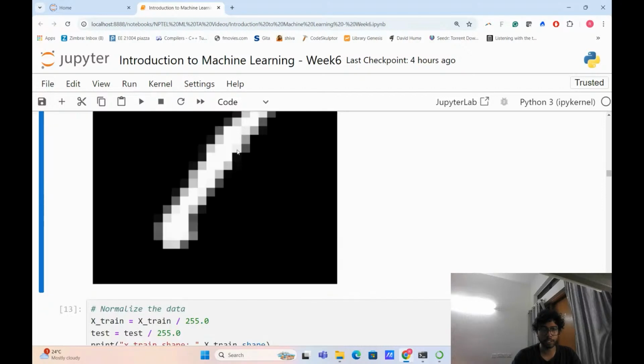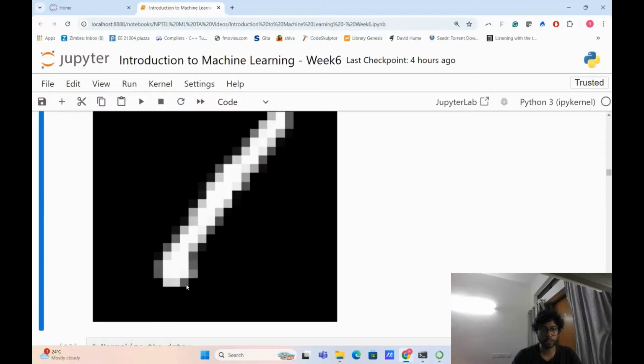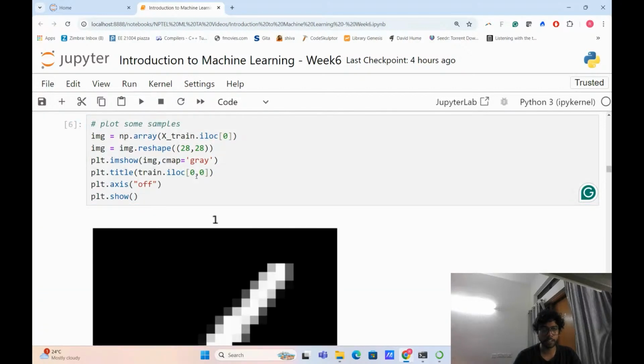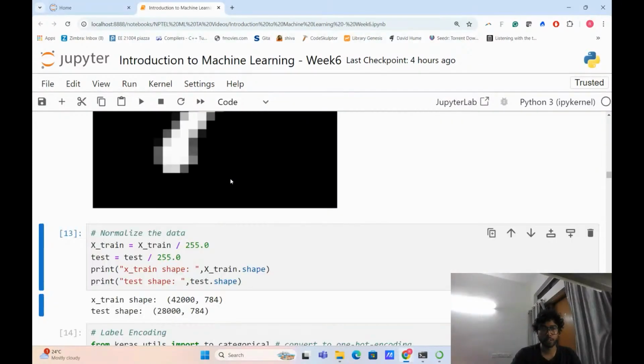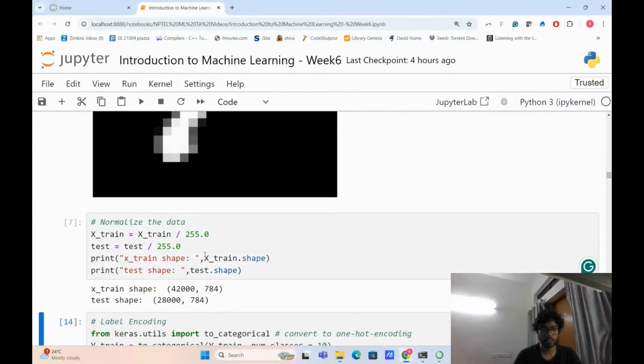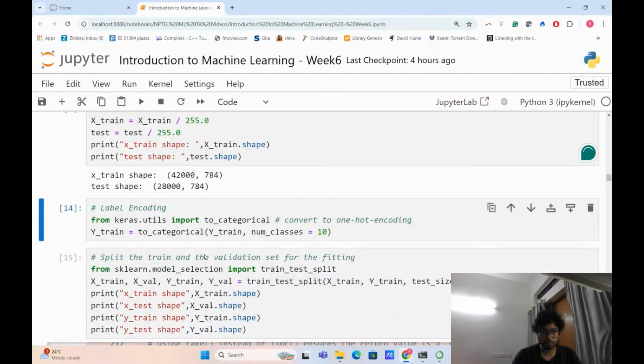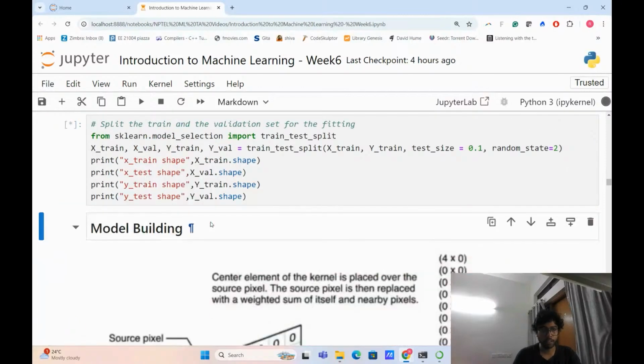This is how an image looks like. This is an image of a one. If you can see, this is a bit tilted, but your model should be robust enough to identify this number. Okay.